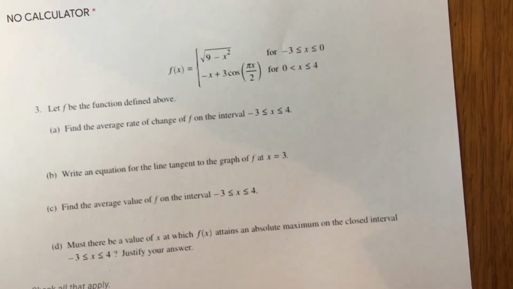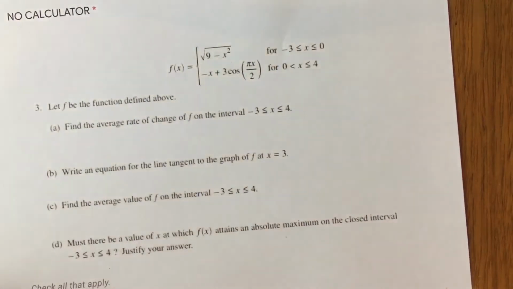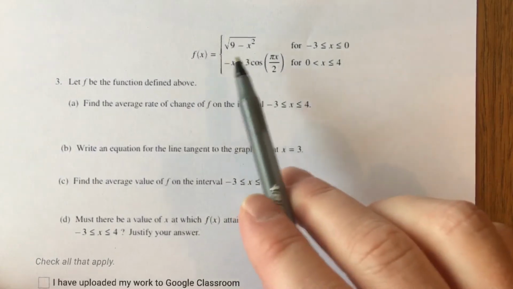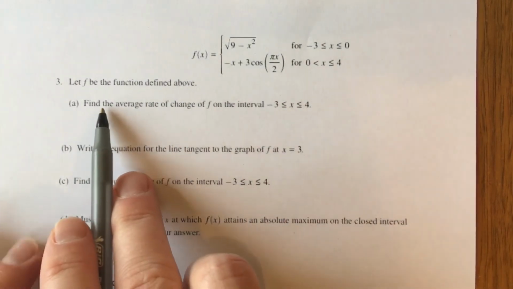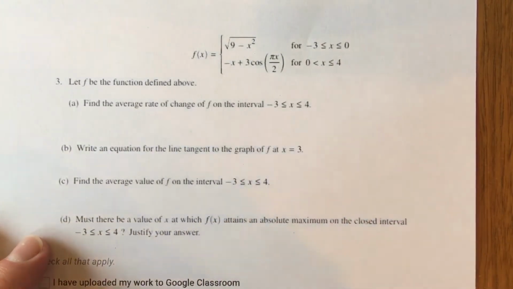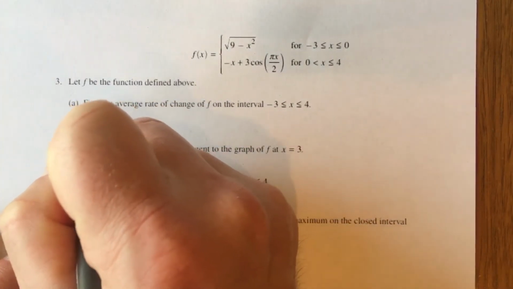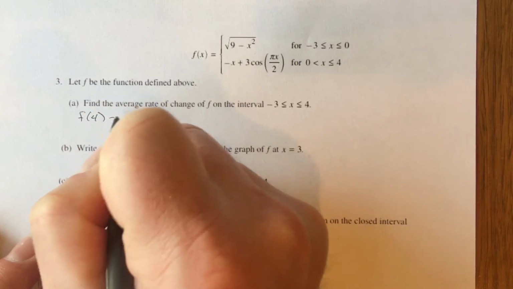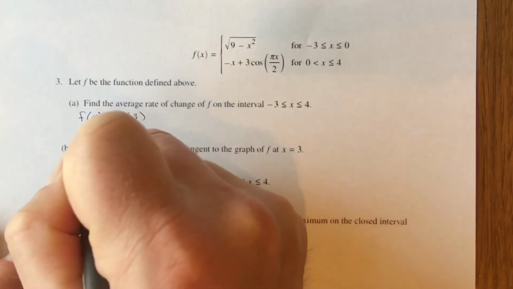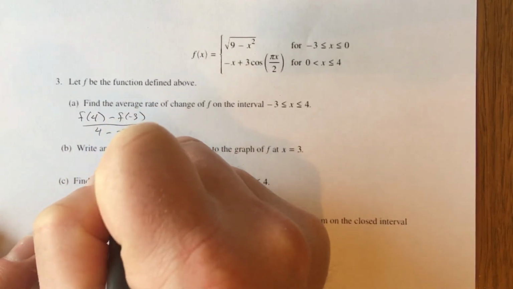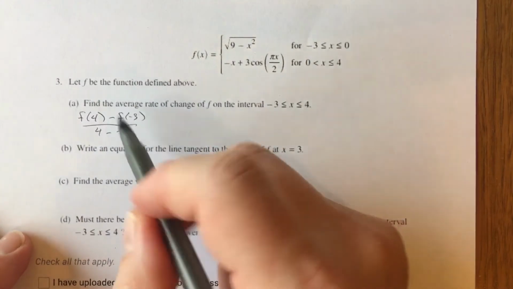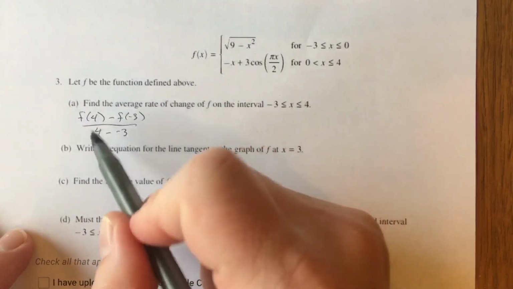All right, we're going to do the first free response from review day number 11. We're given a piecewise function here, and we're first asked to find the average rate of change on the interval -3 to 4. So average rate of change is easy enough. We want to know what was the change in the function over the change in time. It's not asked for the average value, that comes later. The average rate of change is simply this idea.